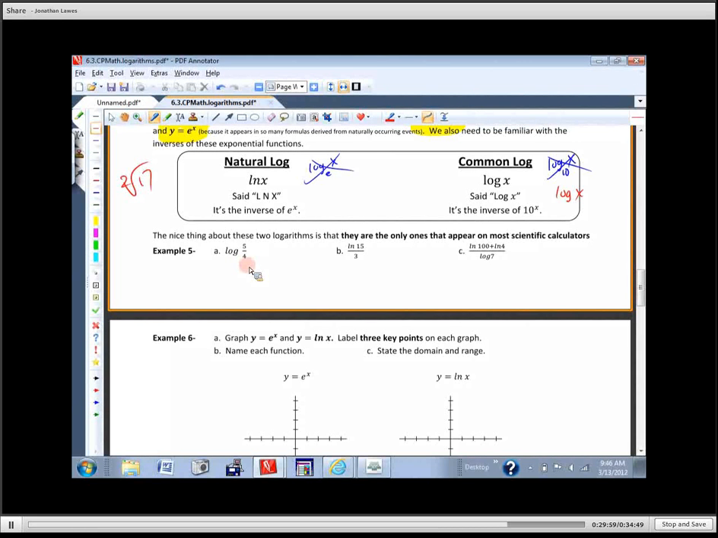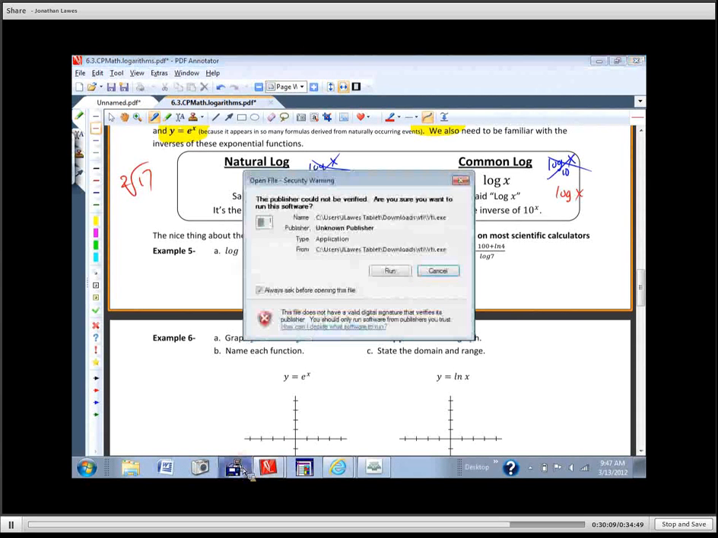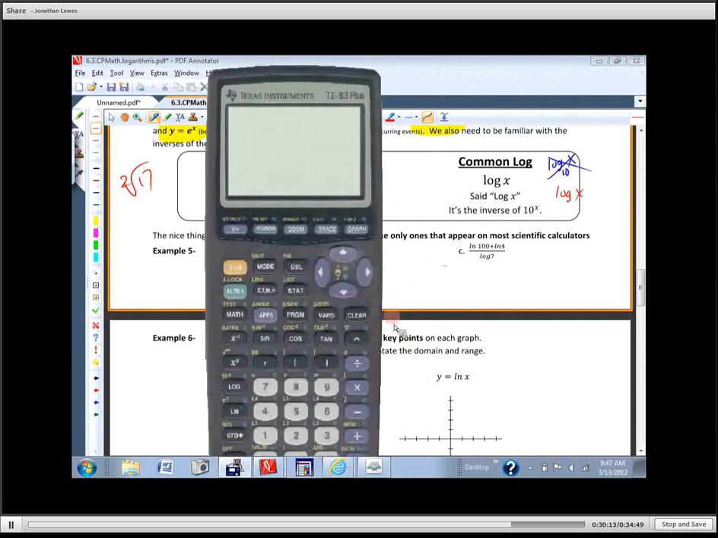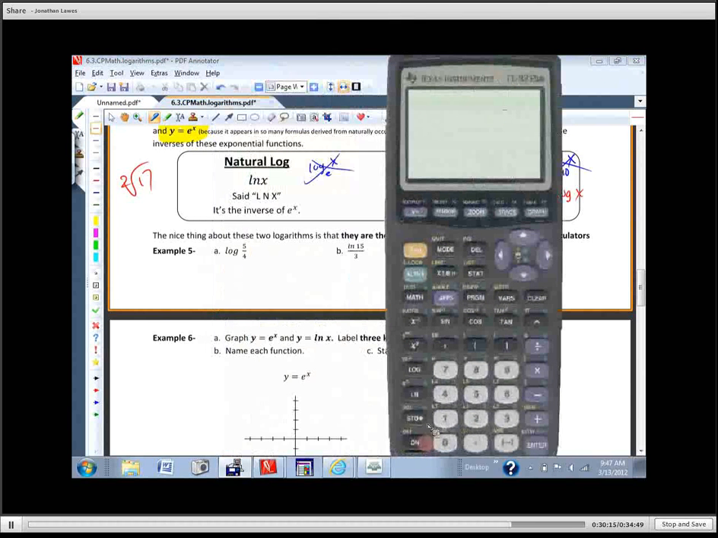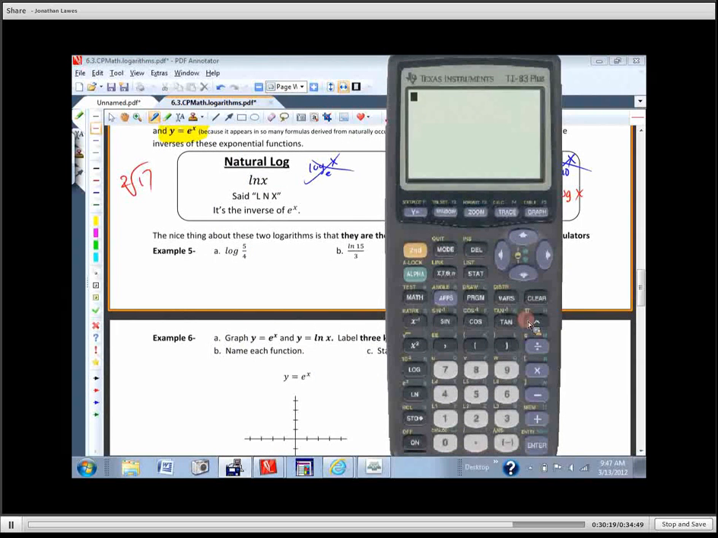Log of 5/4. Now that's a pretty ugly number. It's got a fraction in there. What base is this? Base 10. So grab your calculator. I'm going to clear this off, and we're going to type log. And literally, you just type in 5 divided by 4, close the parentheses, hit enter.